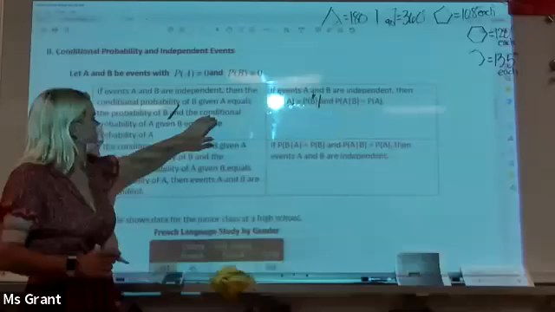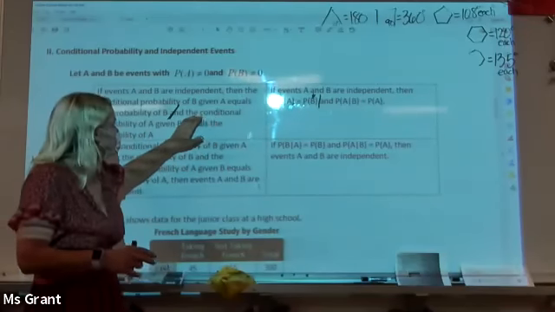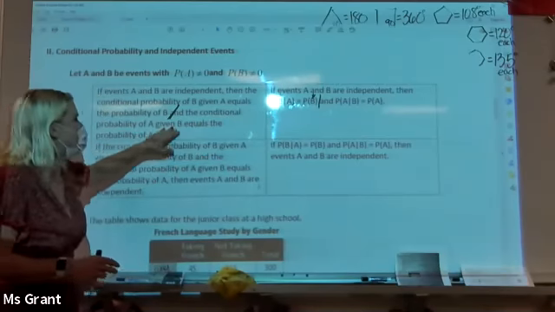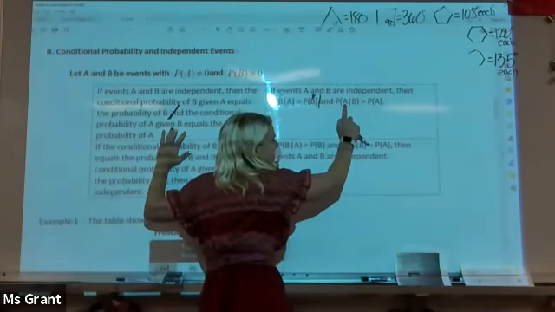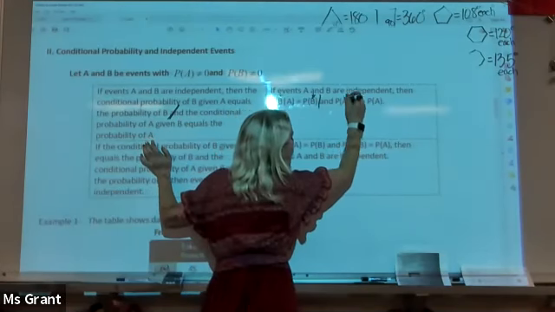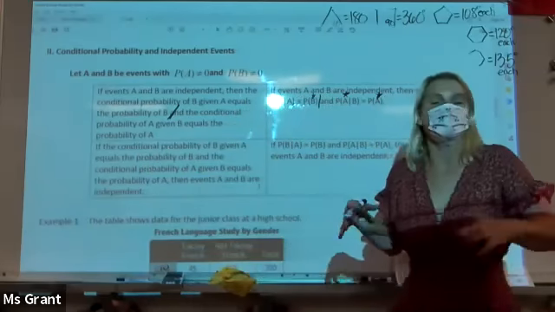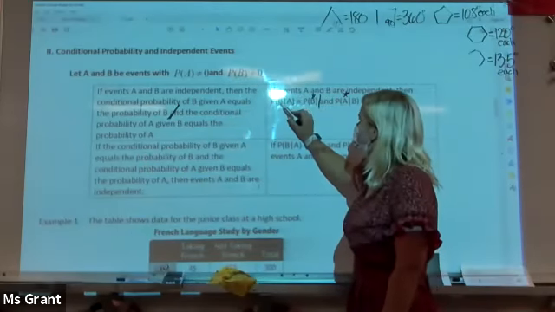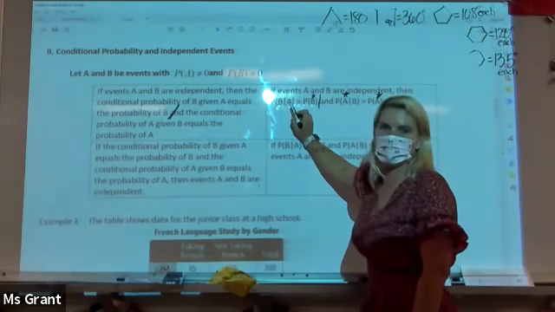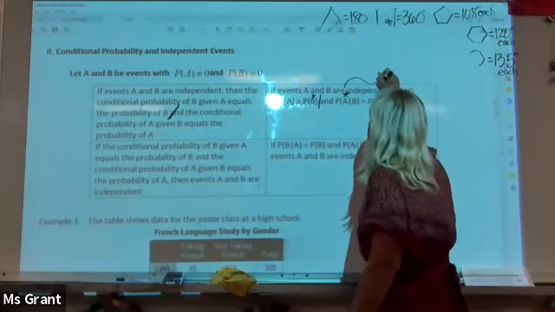And then the second portion, flipped, the converse. The conditional probability of A given B happens equals the probability of A. So I want the probability of B happening given that A already happened to equal the probability of B. That's if it's going to be independent.